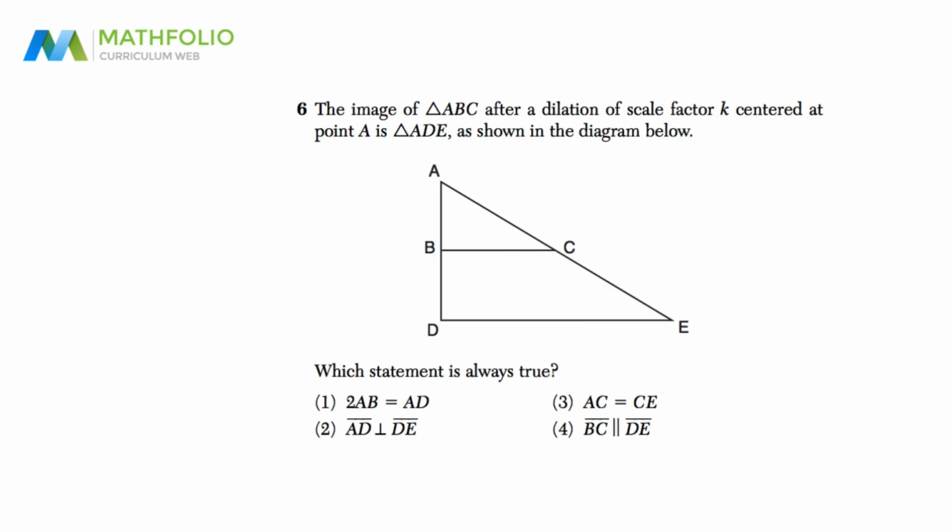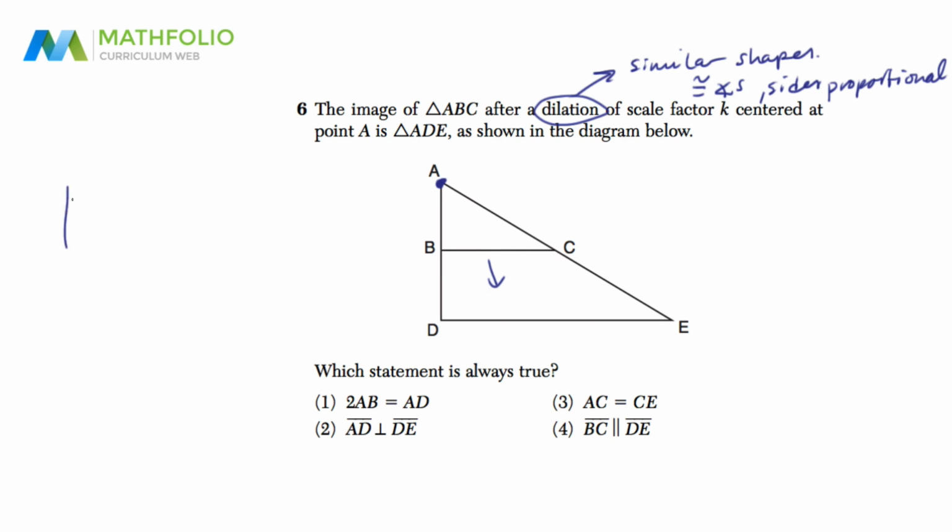Alright, question number 6. Here it says the image of ABC after a dilation of scale factor k centered at point A is ADE. So basically it stretched the shape out. And it says, as shown in the diagram, which statement is always true? Well, when you do a dilation, one thing to remember is that you end up with similar shapes or similar figures. And also similar shapes have congruent angles and sides that are proportional. So you should definitely remember these couple of things.